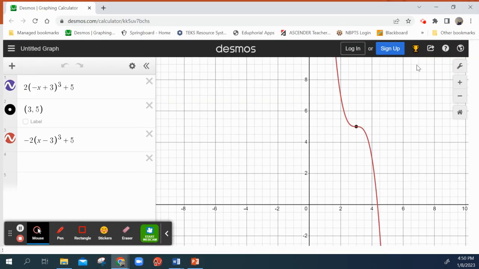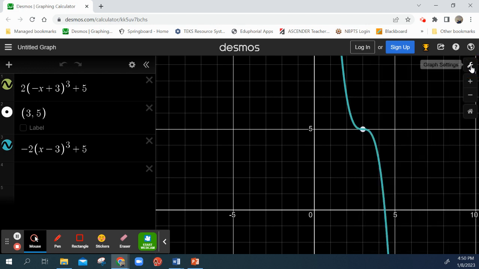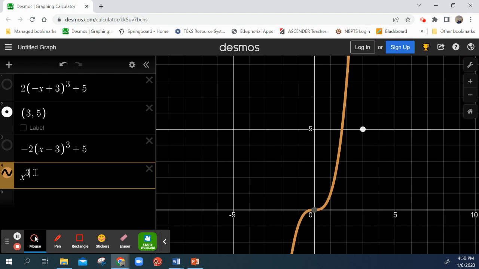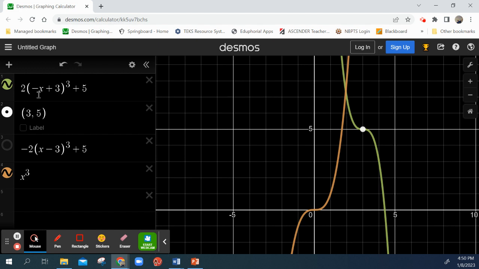Again, let me make the adjustments to make it a little more user-friendly on your screen. Let's put these out of the way first. Let's go ahead and put the parent function, x to the third power. So here's where x to the third power is. This point right here is where it's going to move, given what we've got here. And here we see it again. We see plus 3, and yet we shifted to the right by 3, and we know that's not right.